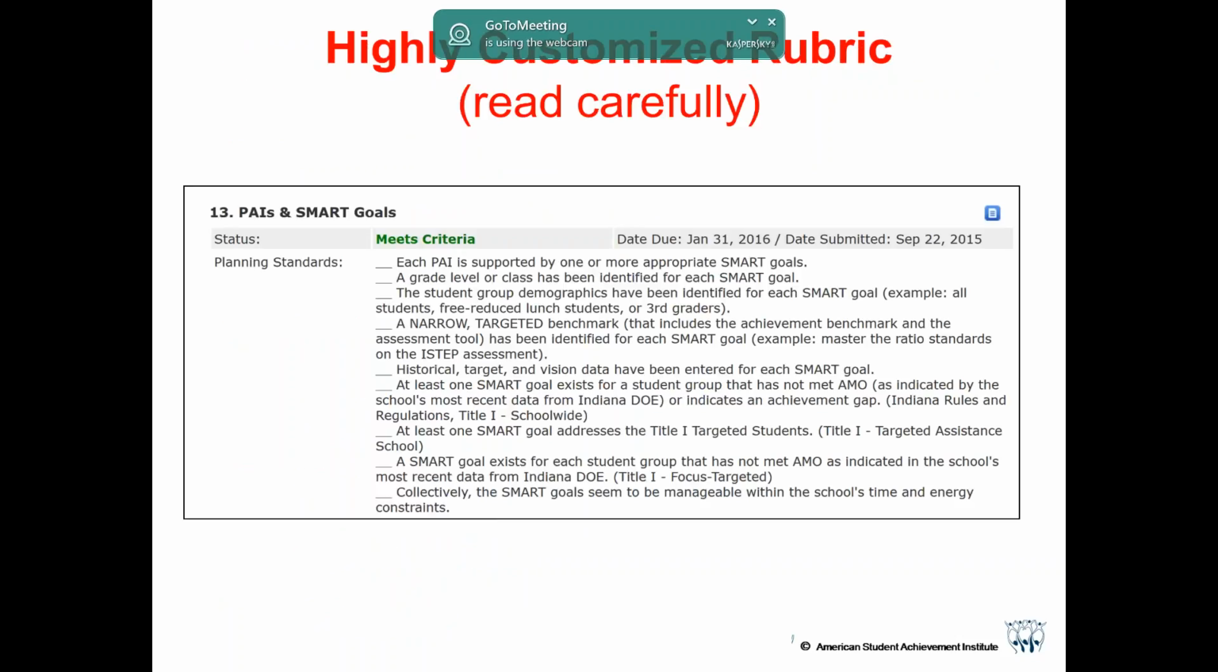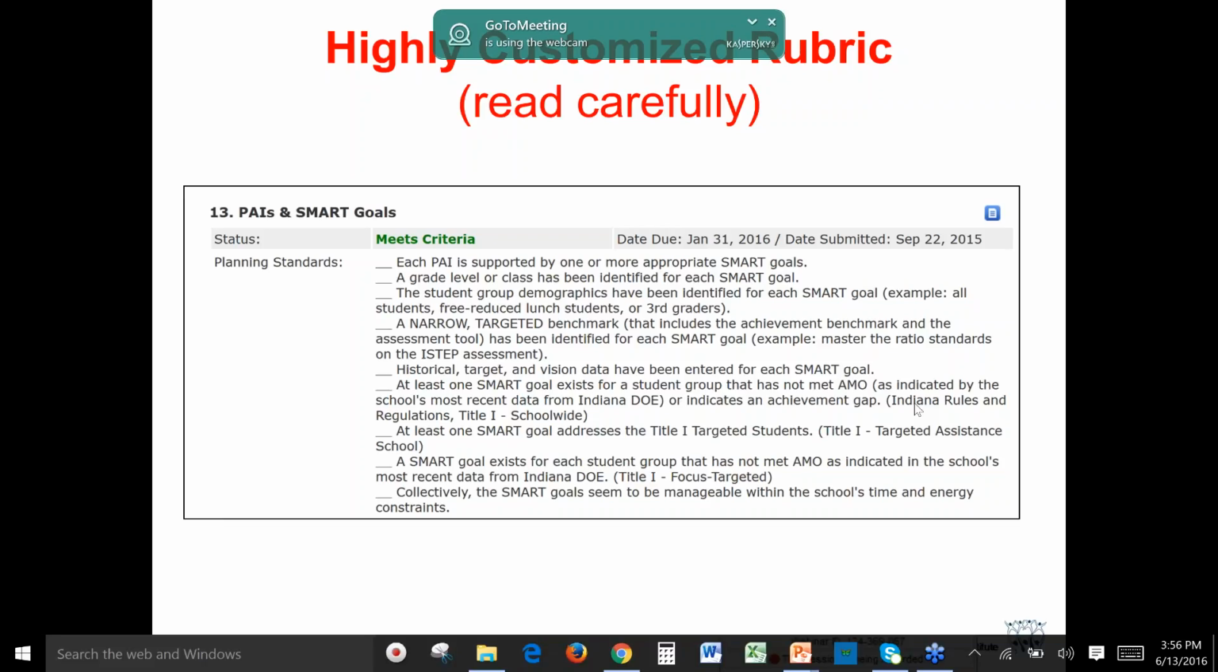Okay, and finally, we wanted to point this out to you. Remember when you entered the SIP, School Improvement Plan, you checked off if you were a focus school or priority school, if you're a Title I school, if you wanted to use your school improvement plan to meet state regulations. Every time you did that, the system customized for you. And this is an area that's very customized. So every school is going to have a different set of rubrics in this area. We want to make sure that you've read it very carefully. For example, if you are a Targeted Assistance School, a Title I TAS school, you're going to have this rubric item: at least one SMART goal addresses the Title I targeted students. If you're not a TAS school, this will not appear in your rubric.